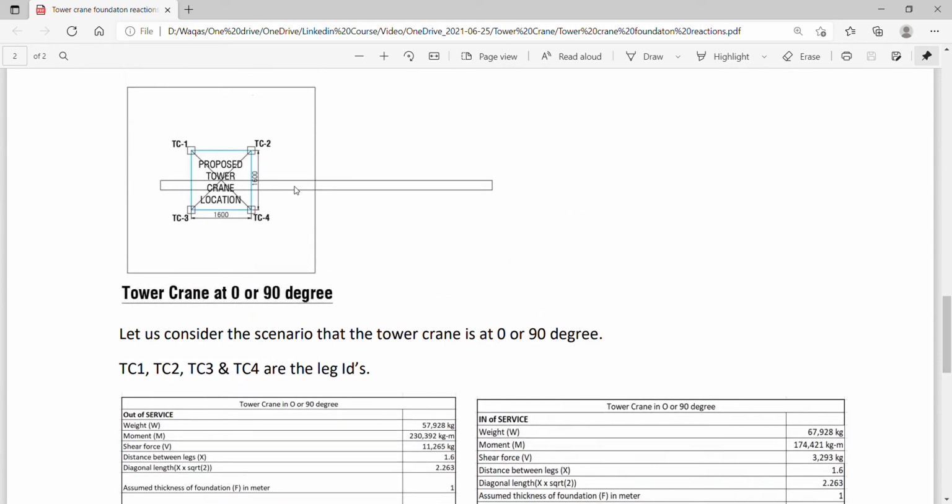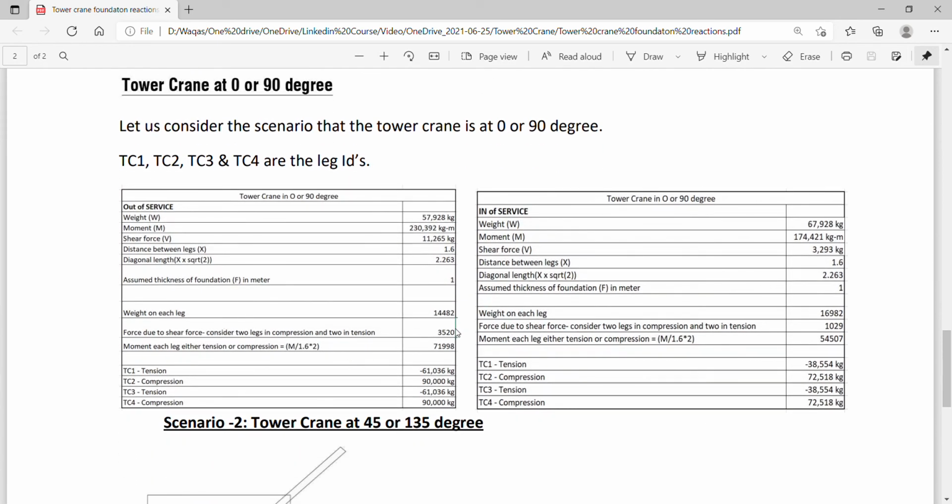Suppose the crane is like this, so the shear force will create a moment in this direction. Because of shear force, we have compression in these two members and tension in these two members. So you have a shear force like this, it will create a moment, and it will create compression in these two, TC2 and TC4, and tension in TC1 and TC3. Whatever moment I got, I will divide it by 2, because that reaction of compression will be divided into two legs, and this tension will be divided into this and this leg.